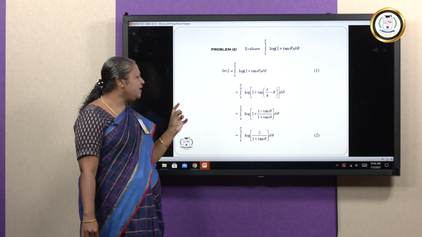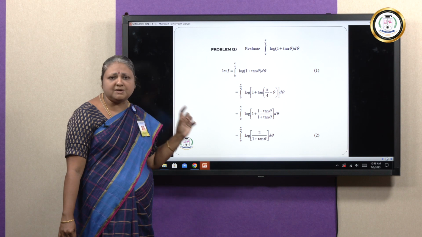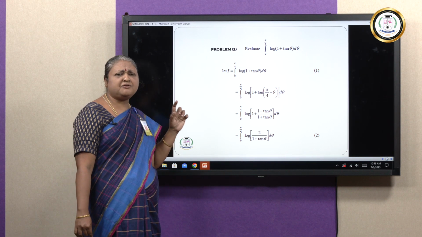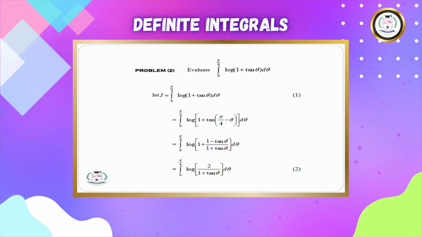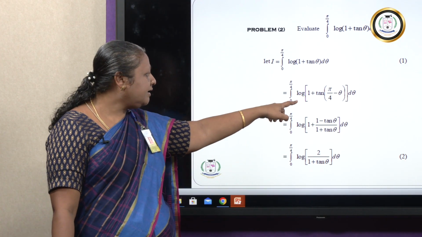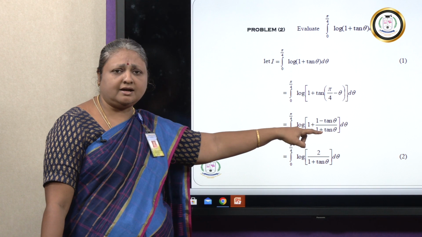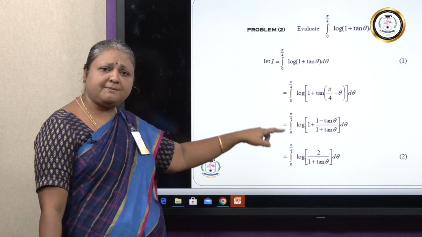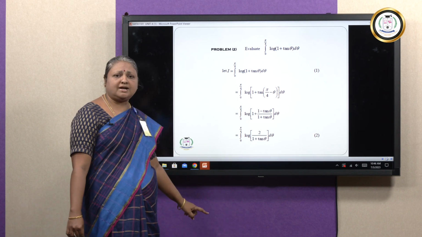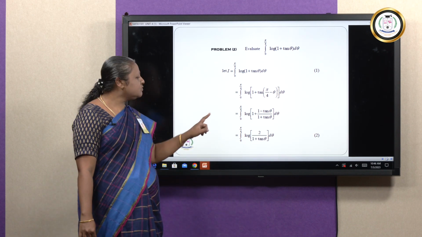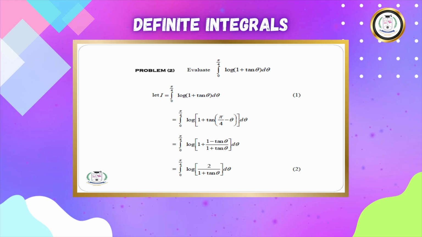Now when you have tan of a minus b, what is tan of a minus b? Let us note it here. Tan of a minus b is nothing but tan a minus tan b divided by 1 plus tan a tan b. So let us make out here tan pi by 4 minus tan theta divided by 1 plus tan pi by 4 into tan theta. So tan pi by 4, as you all know, is tan 45, which is 1. So we just put here 1 minus tan theta divided by 1 plus tan theta d theta.